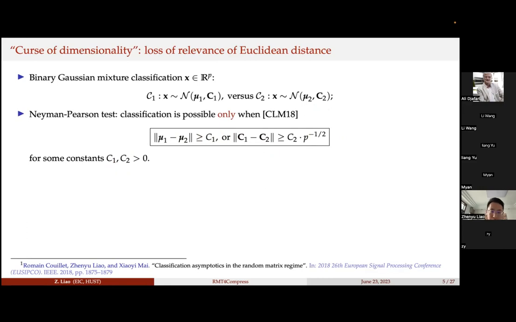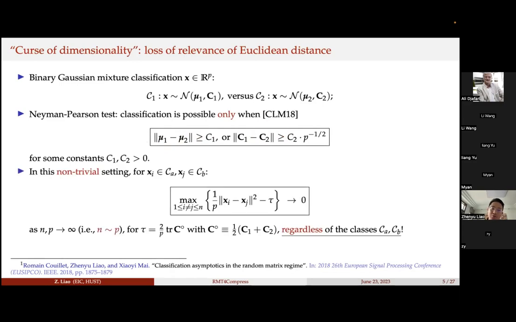Now, what can be interesting is we will take the two inequalities to be equal. So basically, we take the norm of mu1 minus mu2 to be some constant, and the operator norm of the difference between C1 and C2 to be some constant divided by the square root of p. We just take the equal sign, and we call this the so-called non-trivial setting.